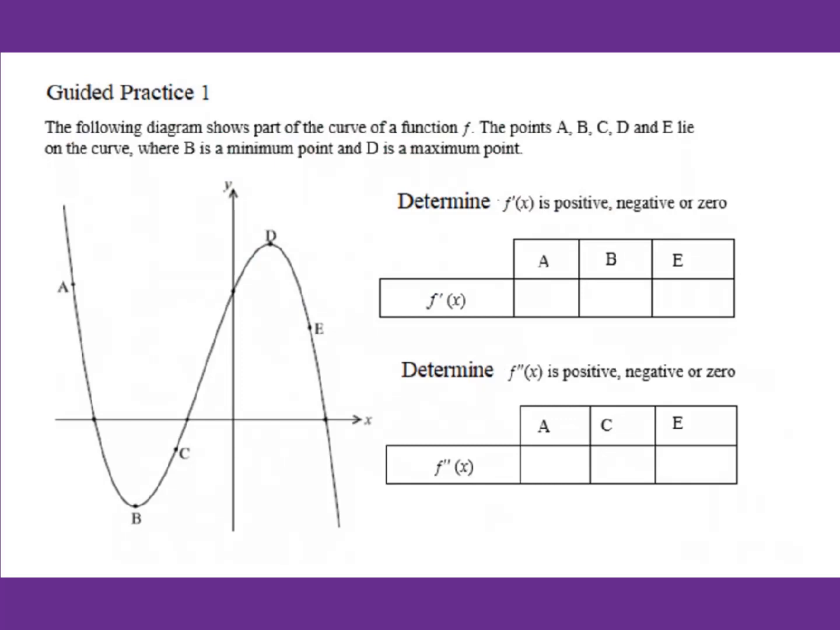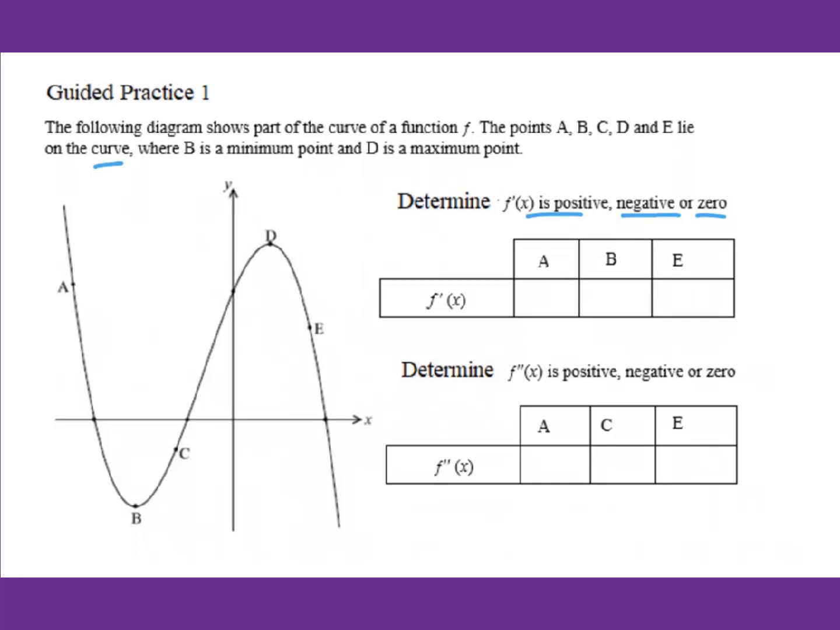The following diagram shows part of a curve of a function f. The points A, B, C, D, and E lie on the curve, where B is a minimum point and D is a maximum point. Determine whether f prime of x is positive, negative, or 0.